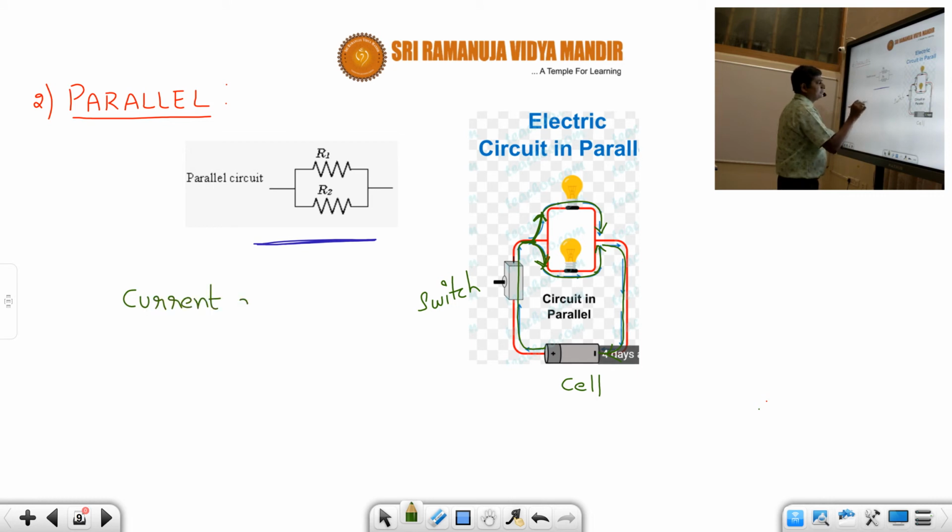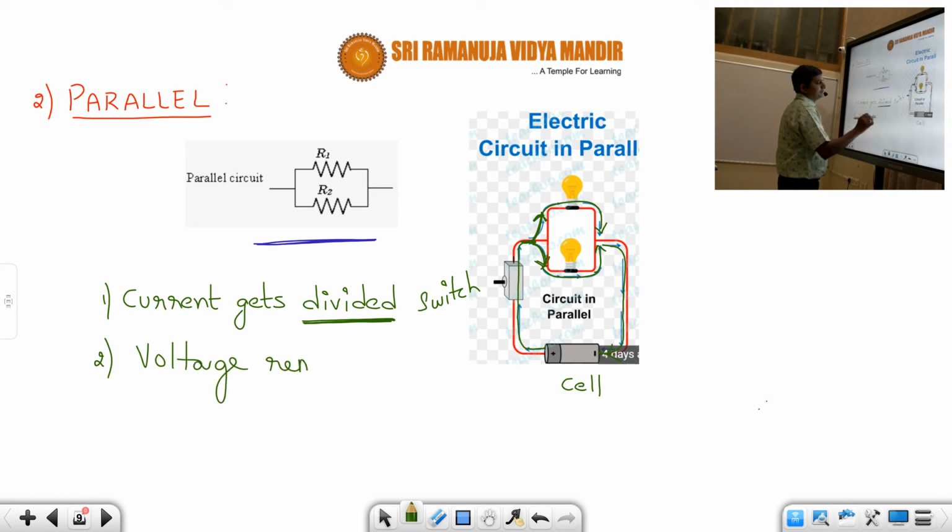In case of series, the current remains the same. In parallel, the current gets divided. Very, very important, students. Only when the current gets divided can we say that the two resistors are in parallel, and then the voltage remains the same. Across these two resistors, the voltage remains the same, students.